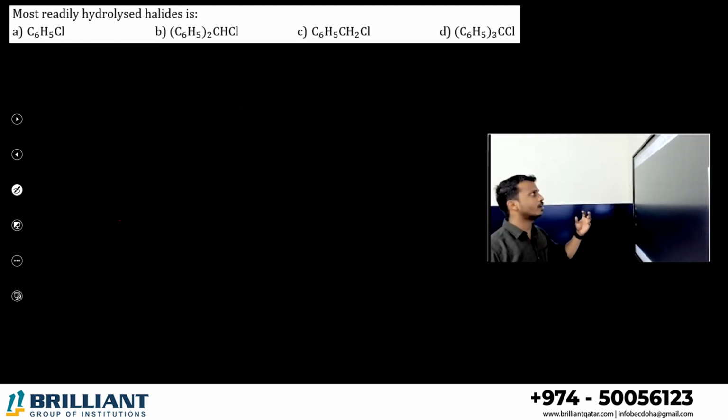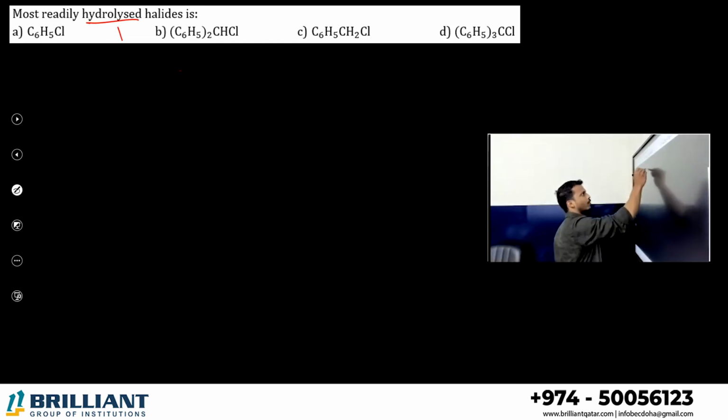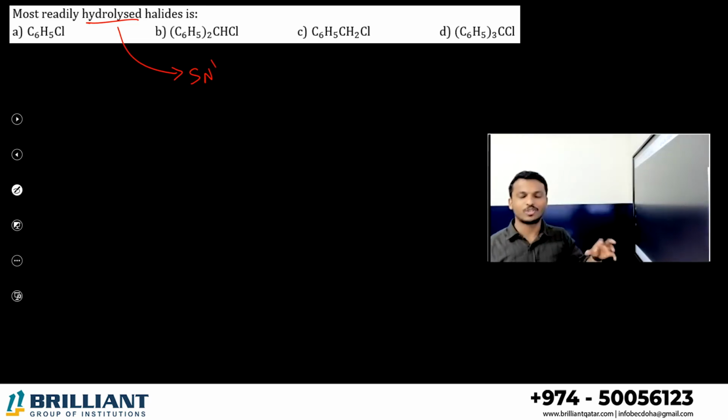Now, the most readily hydrolyzed halide is which? Which halide can undergo hydrolysis easily? Hydrolysis means reaction with water, dissolving in water. Aqueous is the medium, correct? In aqueous medium, it is a polar protic solvent. Which substitution will we consider? SN1 mechanism. In a polar protic solvent, we will prefer SN1 mechanism. The question is indirectly asking which will undergo SN1 reaction faster.